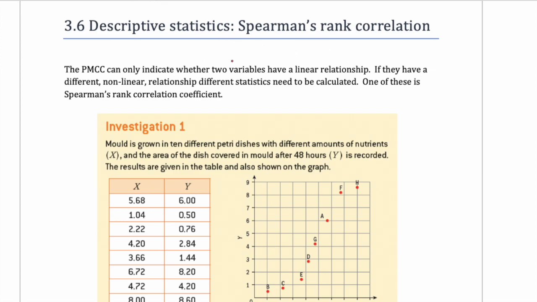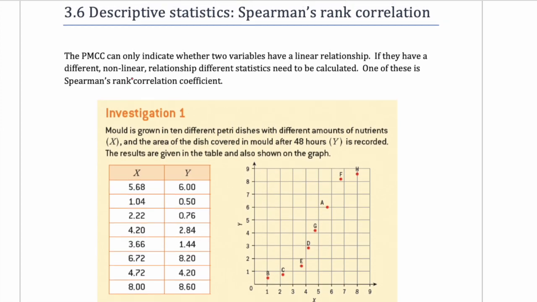Okay, so let's take a look at this here. The PMCC, Pearson's product moment correlation coefficient, the R value, can only indicate a linear relationship. So we have Spearman's in case there's something that's nonlinear.